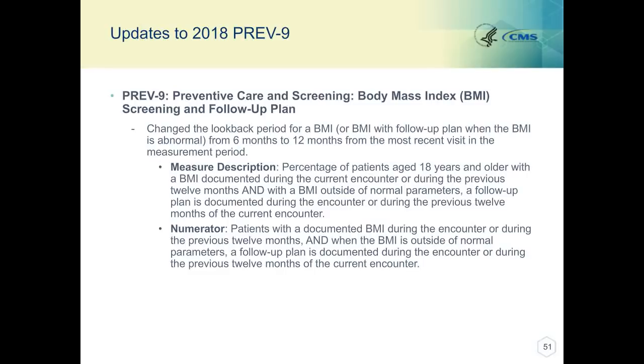The PREV 9 BMI Screening and Follow-Up Plan measure changed for 2018 also. The look-back period for the BMI, or the BMI with follow-up plan when the BMI is abnormal, was changed from 6 to 12 months from the most recent visit in the measurement period. The measure description and numerator were updated to reflect the 12-month look-back period.